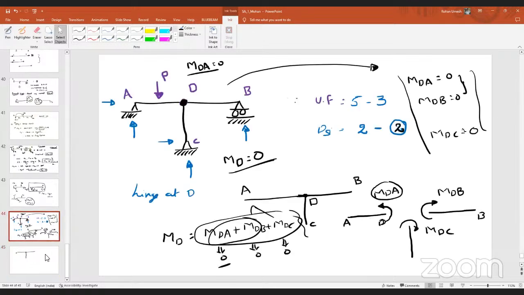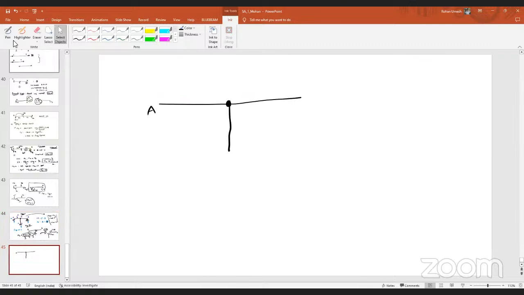Yeah, let me write down. A, B, C, and D. I can find out the moment at D from A. I can find out the moment at D. I can come from B. I can find out the moment at D. I can come from C, isn't it? Yes, sir. I can look at it from one side, and also from another side, and I can look at it from what I can see here.